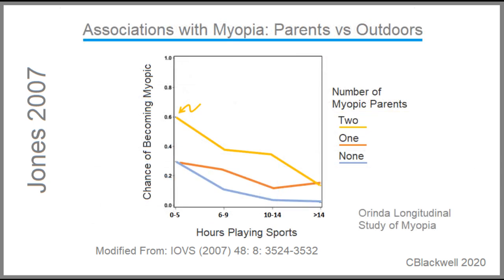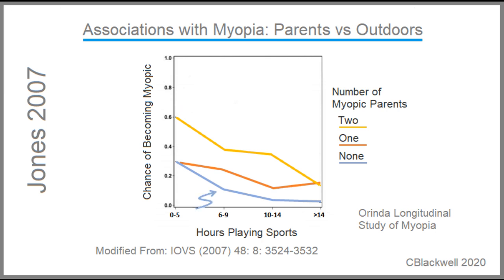One interesting analysis involved the effect of outdoor time and sunlight. They found that a child with two myopic parents who spends little time outdoors had a 60% chance of becoming myopic. However, if the child with two myopic parents spent 14 hours a week outside, the risk dropped significantly to the same level as a child who only had one myopic parent.